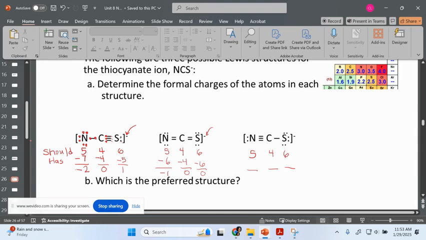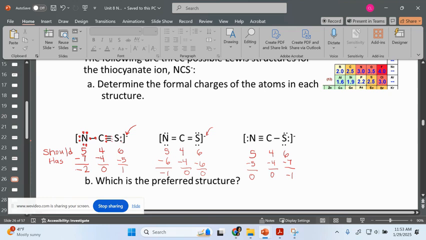Need more time? All right. For nitrogen, you should have gotten how many? 5. 1, 2, 3, 4, 5. For carbon, you should have gotten 4. 1, 2, 3, 4. And for sulfur, you should have gotten 7. 1, 2, 3, 4, 5, 6, 7. So that's a -1.